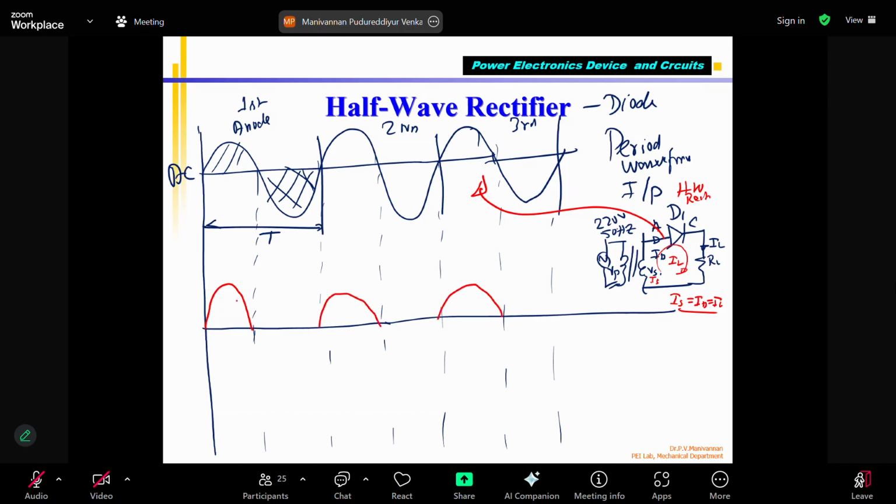Same voltage only. I may not be able to draw exactly; I'm not a drawing master, I'm an engineer. So this is the voltage at the cathode of the diode. If I measure it with an oscilloscope connected there, it will cut, so you will see only the positive half cycle across the load.